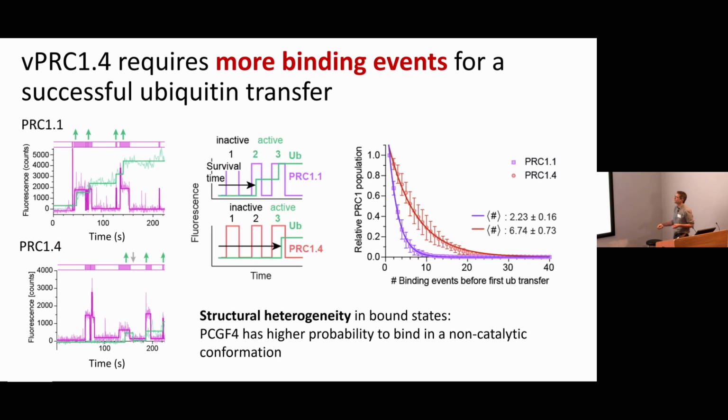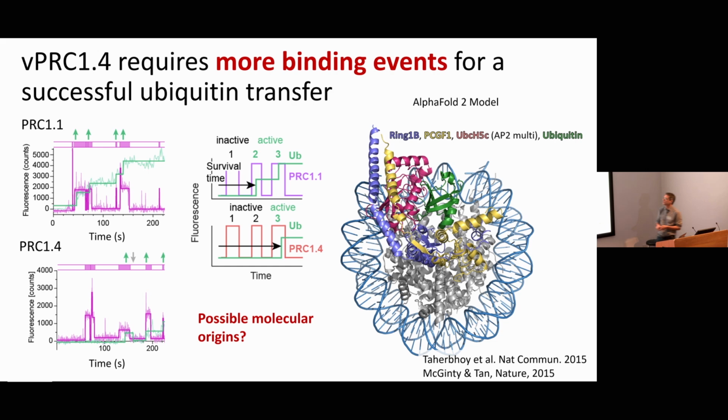And we can quantify that. On average, for PRC1.1, it's about 2 events until the first transfer happens. For PRC1.4, it's about 7 events. So this E3 ligase seems to be less efficient in hitting the chromatin at the correct conformation to allow ubiquitin transfer. And so this is something that we are currently investigating.